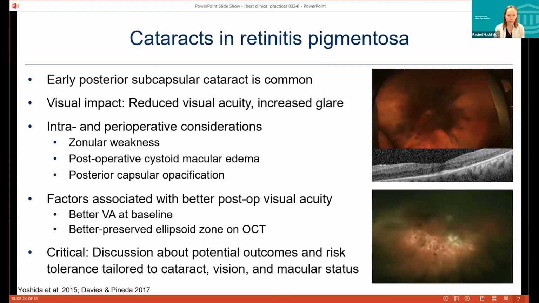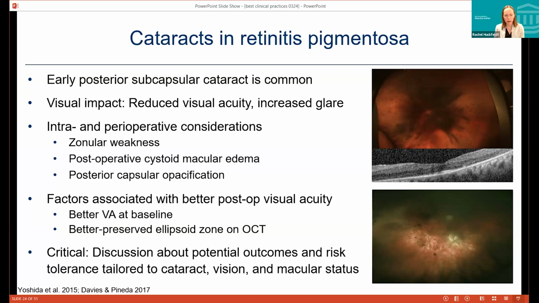We know that early PSC in particular is common, for example, in patients with RP, and it can cause major disability and impact on functional vision because of how it impacts visual acuity and increased glare. There are intra and perioperative considerations that our cataract surgeons at Mass Eye and Ear and elsewhere take into account when they're operating on eyes with RP. But these factors don't preclude, obviously, having a safe and successful surgery.